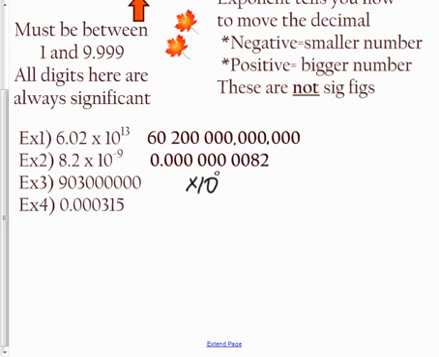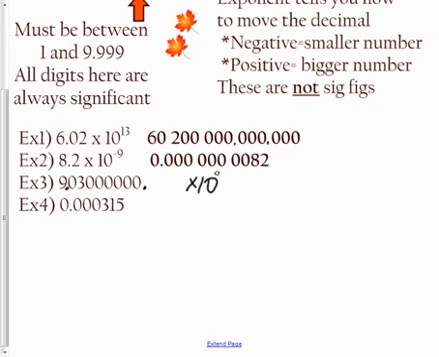The decimal always has to go after the first significant digit. So in example 3, the first significant digit is the 9. So I'm going to put a decimal right after that 9. That's where we want it to end up. The decimal would have started on the end of the number. It's a really big number.